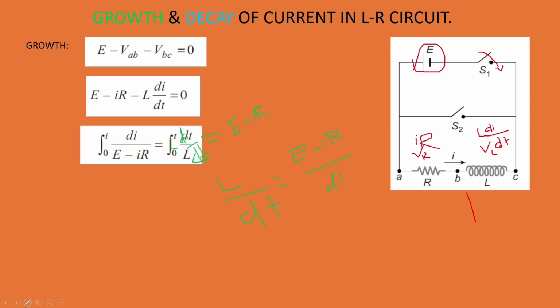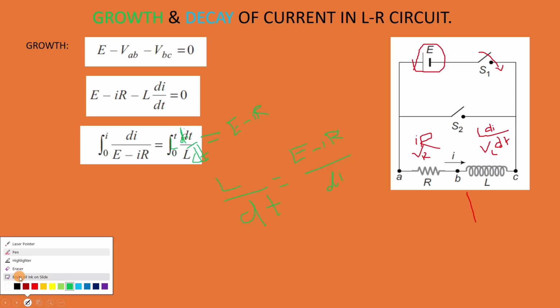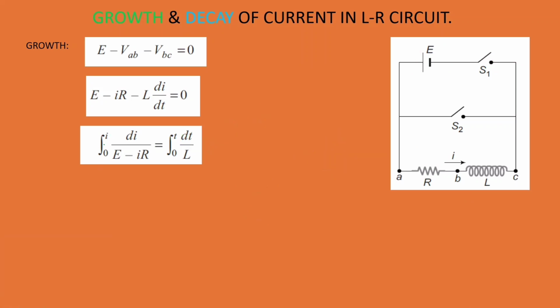0 to I. Okay, we just erase all the ink. We find this integration 0 to I di by (E minus IR) equals integration 0 to t dt by L. Now when switch S1 is closed, the current starts flowing in the circuit, and this current has reached I at time t. So we have taken the integration limits. Now we will integrate this equation.